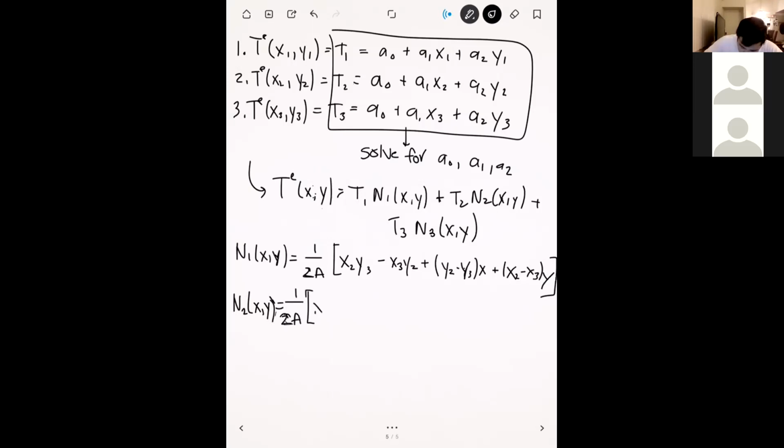And it's going to be times x2, x3, y1 minus x1, y3 plus y3 minus y1 x plus x1 minus x3 y. Okay. And I just realized I made a small typo up here. So this should be x3 minus x2 up here. Sorry about that. I made a correction for N1 on the very last term that's multiplied with y. Originally I wrote x2 minus x3, and so that should be x3 minus x2.